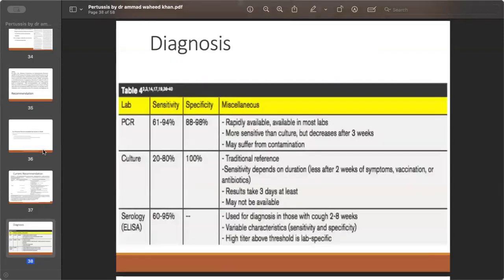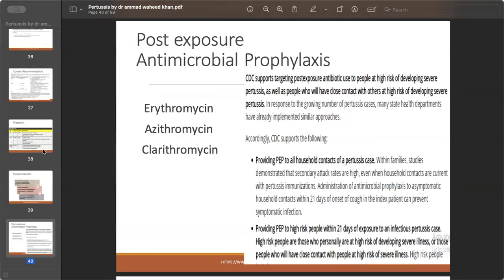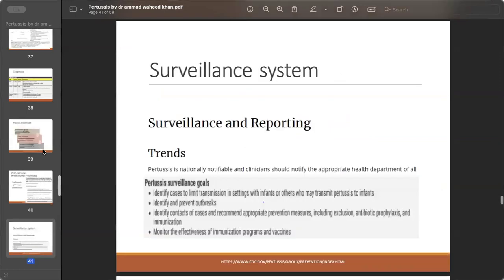Diagnosis through lab: PCR, culture, serological ELISA. Prompt treatment: if clinical history, signs, and symptoms strongly suggest disease, then immediately start treatment. Use of antibiotics: erythromycin, clarithromycin, azithromycin. For infants above 1 month of age, azithromycin is preferred for treatment. Post-exposure antimicrobial prophylaxis: erythromycin, azithromycin, and clarithromycin.